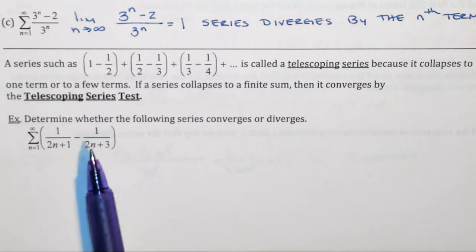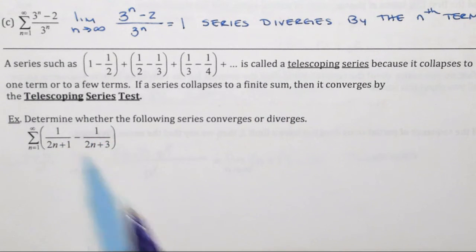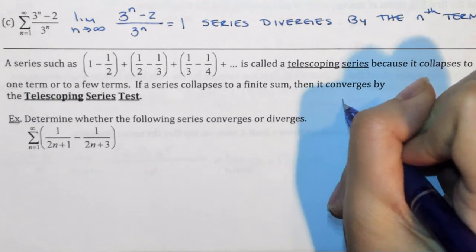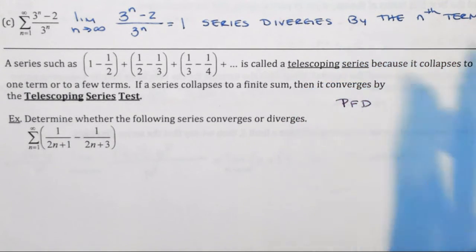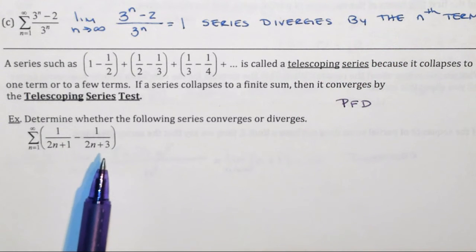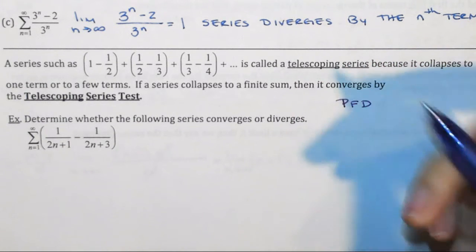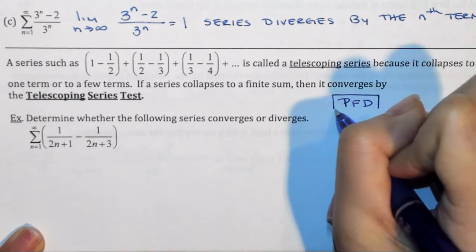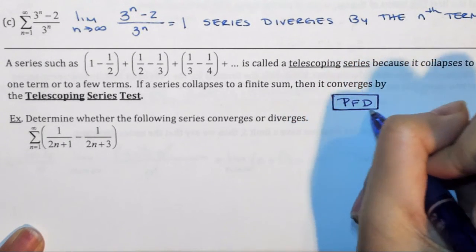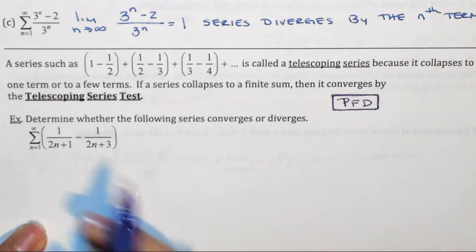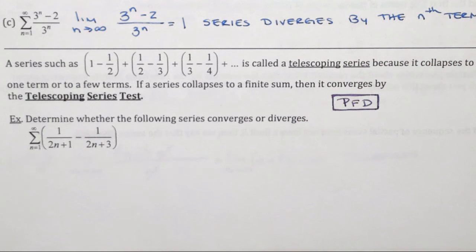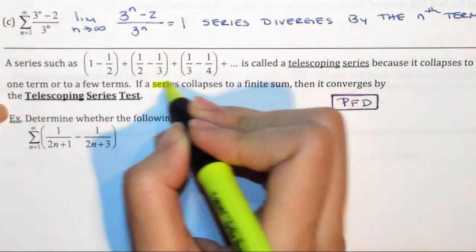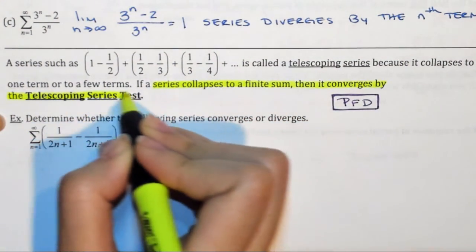Usually what happens is you'll see a fraction minus another fraction, or you'll see something where you can do partial fraction decomposition to separate 2 terms, and then it ends up canceling. So if you see something that can be decomposed, or a series that has 2 fractions, then you might be doing a telescoping series test. Okay? So if a series collapses to a finite sum, then it converges by the telescoping series test.